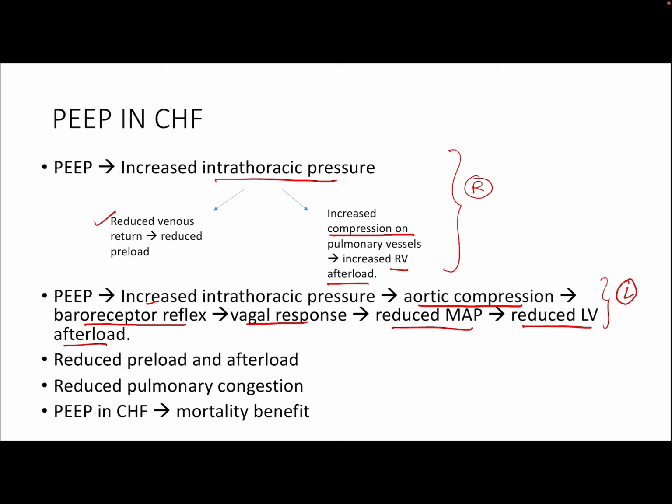So combining a reduced preload to the heart and a reduced afterload to the left ventricle essentially reduces the work done by the heart. Also, PEEP reduces pulmonary congestion by reducing the preload, and in effect this is going to be of much benefit in a patient with congestive heart failure. And it has been found, in fact, that PEEP in CHF has a mortality benefit as well.